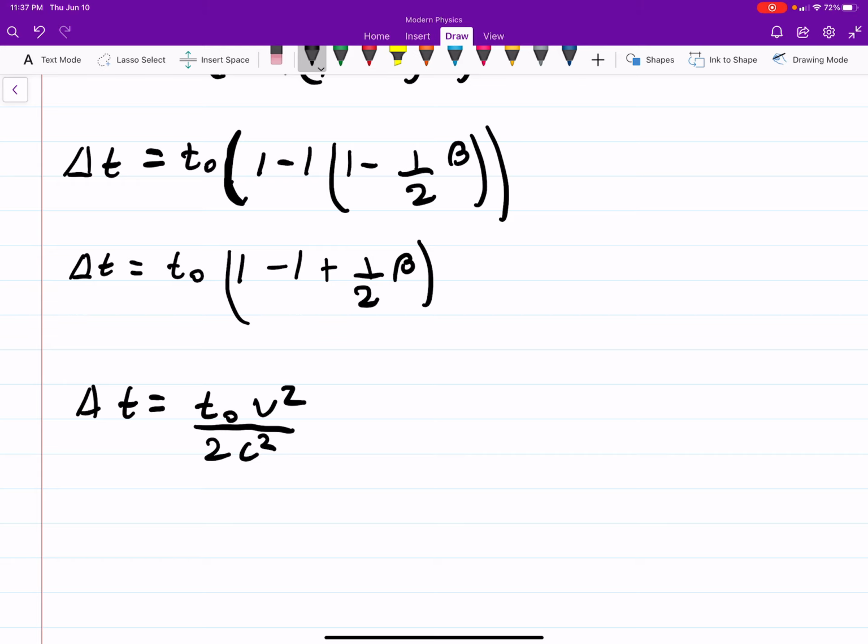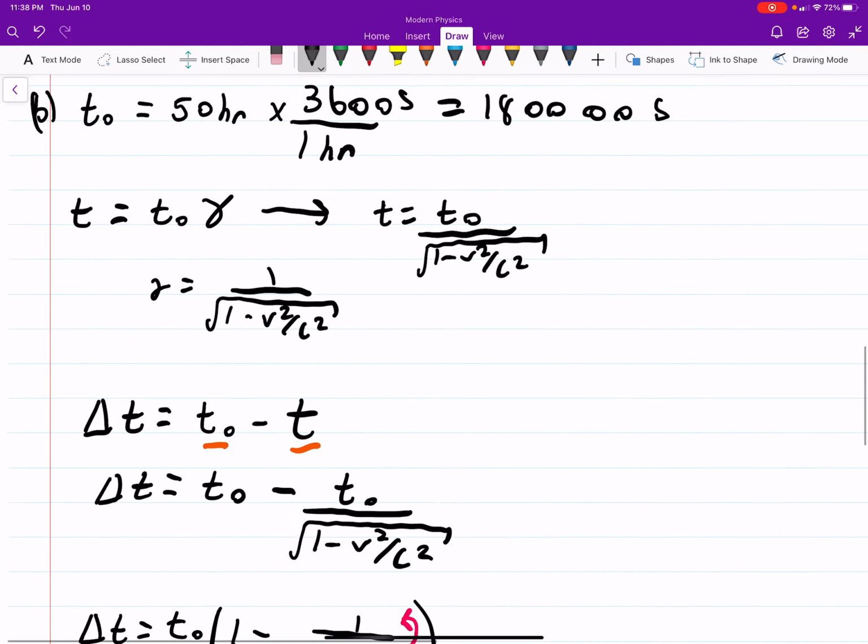And now if you plug this in, you're going to get a small number, which again we expected, which I got to be 7.717 times 10 to the negative 10 seconds. Okay, so obviously not much time dilation was experienced, but certainly some.